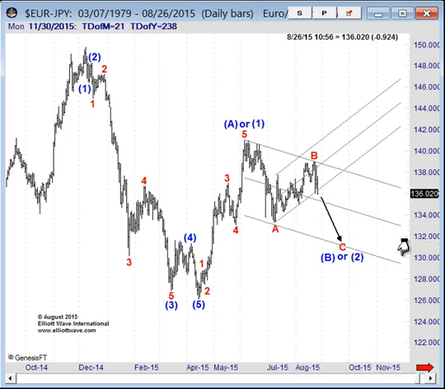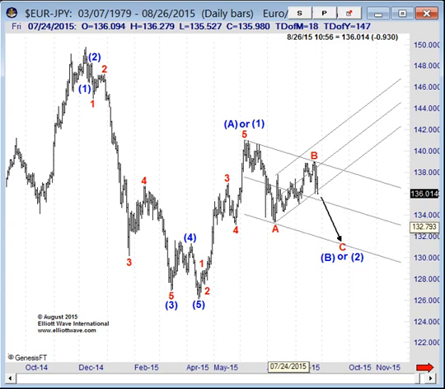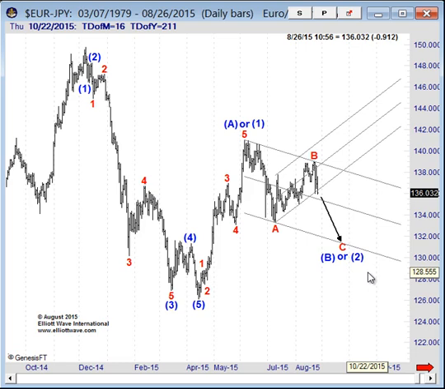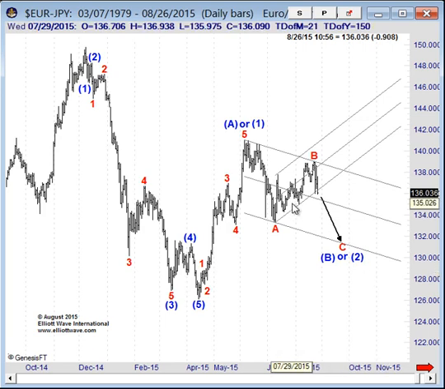Probably, say, the 131 handle. Okay, now if you look more closely at this price chart, you'll notice I've got at this extreme here a label of either wave A or wave 1 or wave B or wave 2. Well, the reason I'm doing that is because I'm not going to show you the intraday price chart or the weekly price chart, so we really don't know.